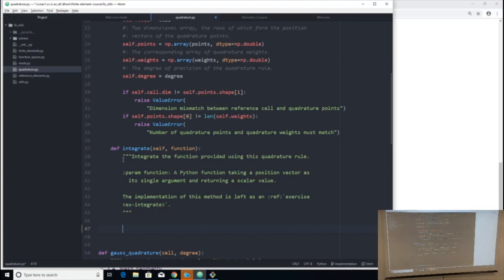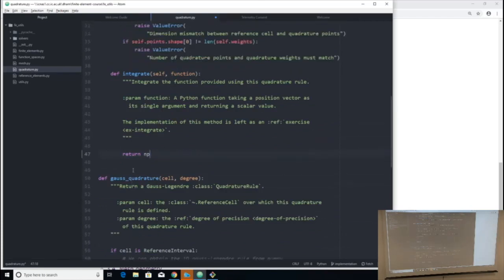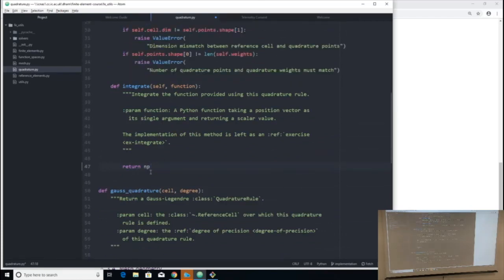So, all I need to do here is return, what do I need to return? It's the dot product of, and I need to apply the function at each point x for x in self.points. I think that'll do.